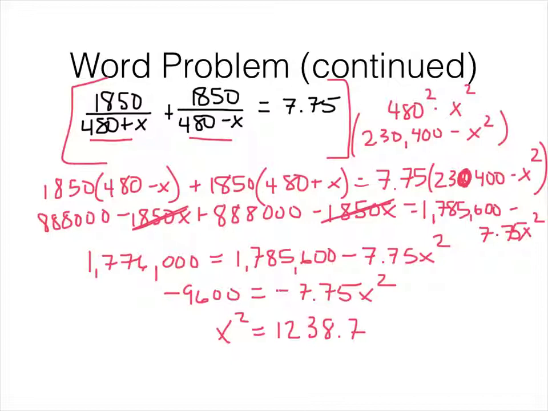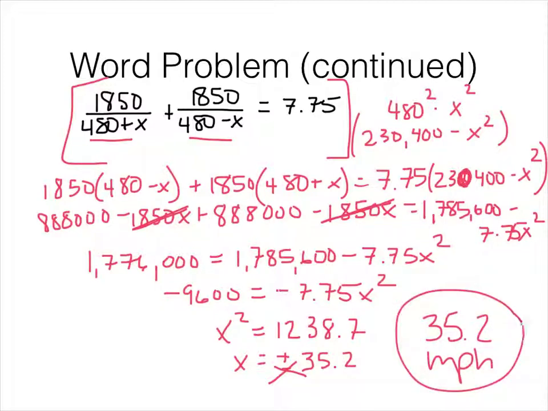Hold on. Hold that thought. Okay, sorry. Had a little calculator malfunction. All right, I get plus or minus 35.2. We can't have the negative because we can't have negative speed. 35.2 miles per hour is the wind speed, and we are done.